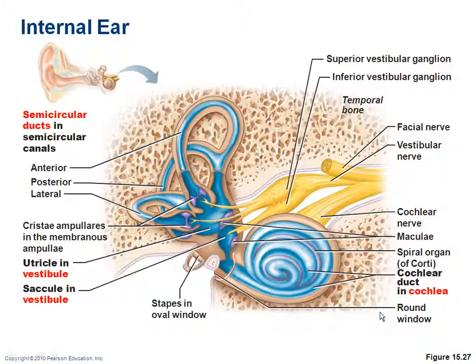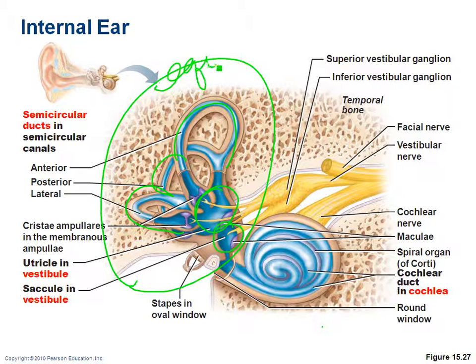And here's a better picture. So this is one vestibule, and this is another vestibule, and these are the semicircular ducts. So all of this has to do with equilibrium. I'm just going to abbreviate. This circular organ is called the cochlea, and this is involved in hearing.